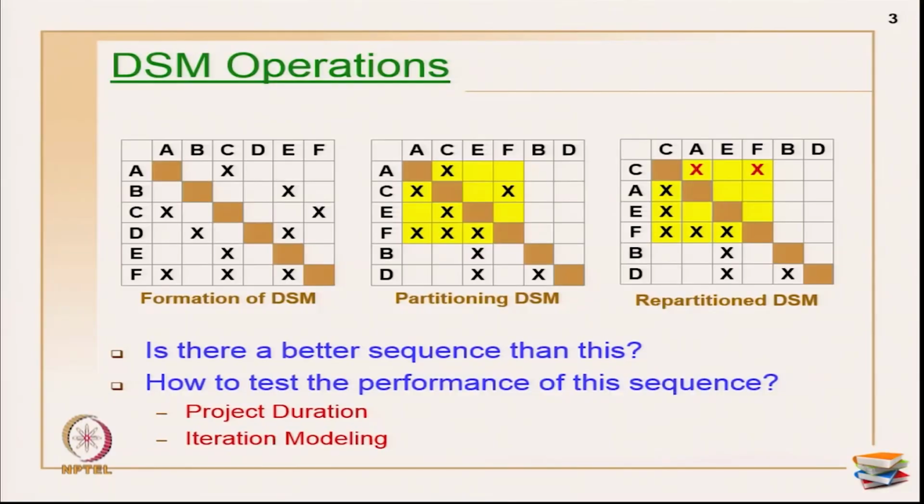So, how to test the performance of the sequence? The only method is to add duration along the diagonals and find out the duration for this project or for the block, whatever suits you well. Then you have to find how much rework has happened, how much waiting time there was, and which activity is taking more time in the rework. So, you can analyze with the help of iteration modeling. That is phase number 4 or operation number 4.